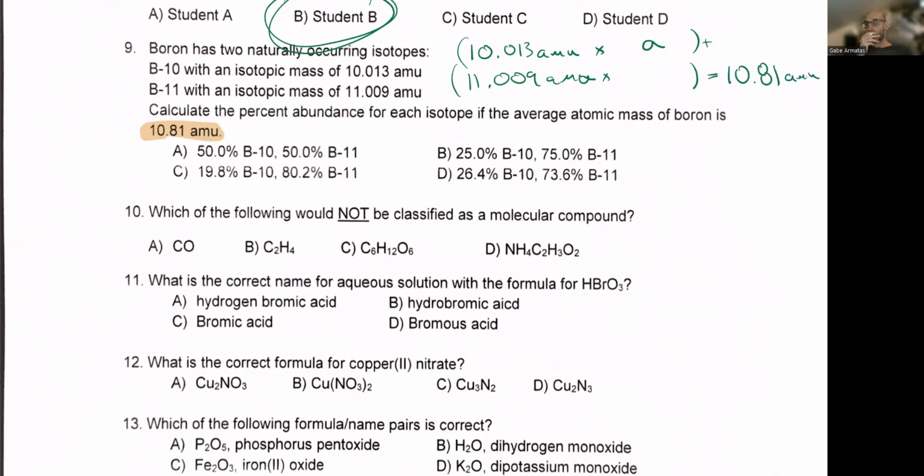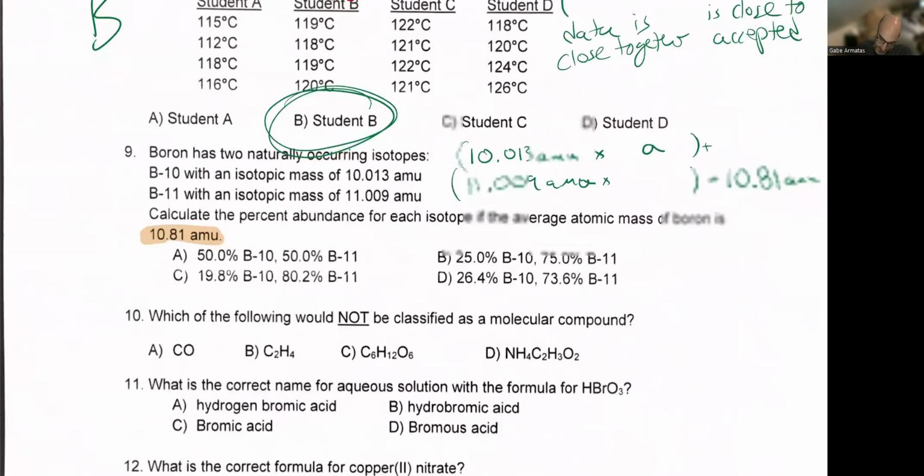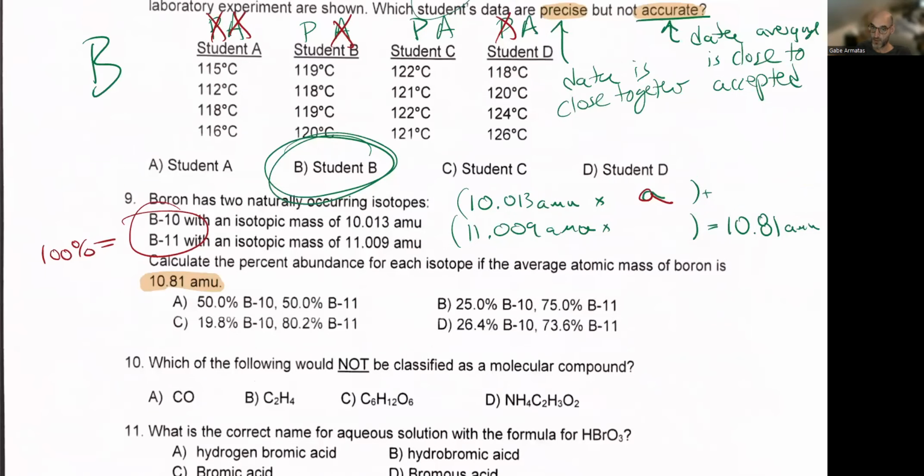Okay, so this is a little bit more finicky. We know together, both of those have got to equal 100%. So if I know the abundance of B10, we know that the abundance of B11 is going to essentially be 100 minus whatever A was, right?